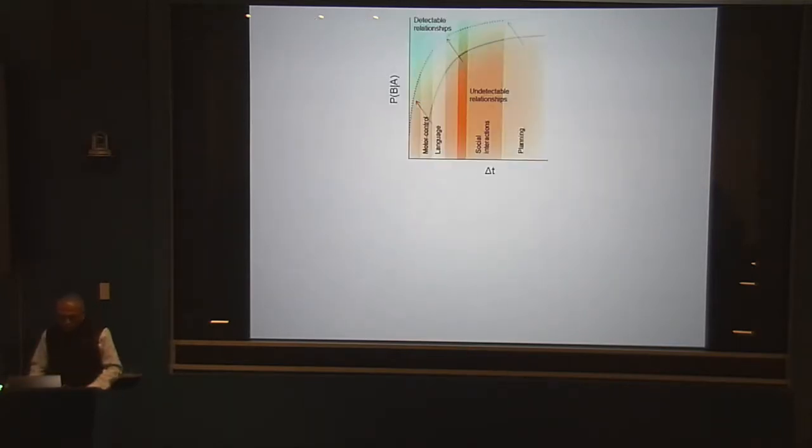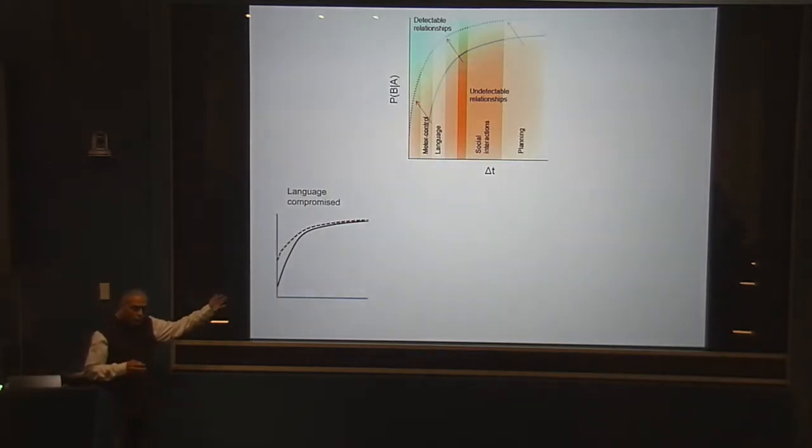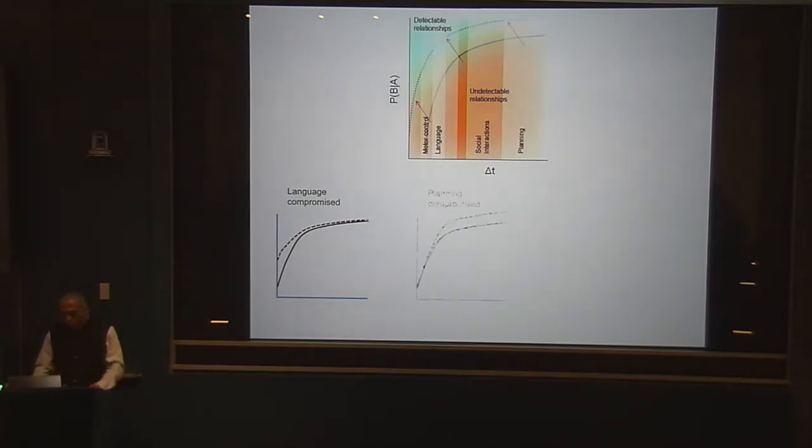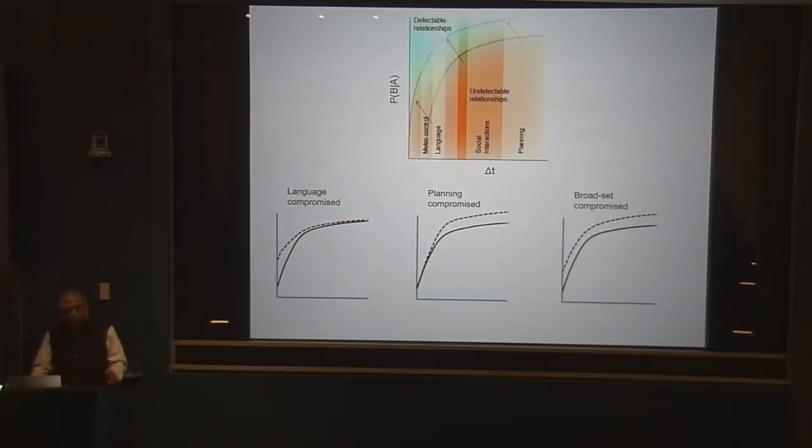So for instance, if you have a greater shift towards the left, you might have a person who has more of a language compromise. Here you might have more of a planning compromise, and here you might have more of a broad-based compromise. So we are not saying that all individuals with autism share the same shift. What we are saying is that there is a shift, but the place of the shift might be different, and that might lead to different manifestations.